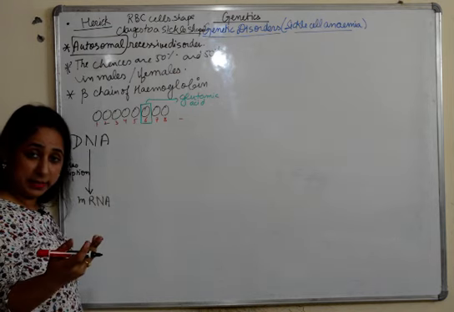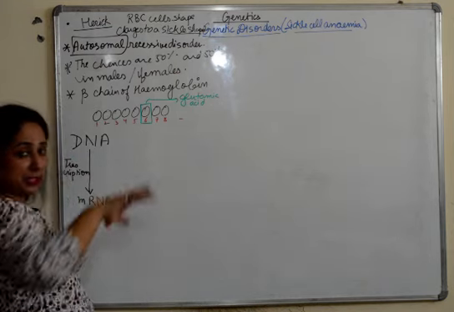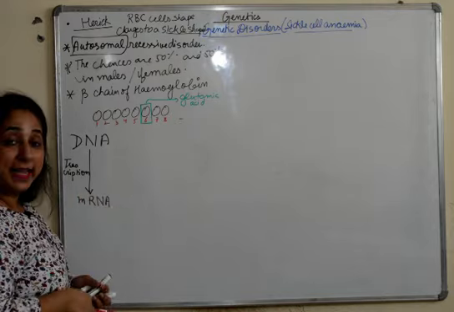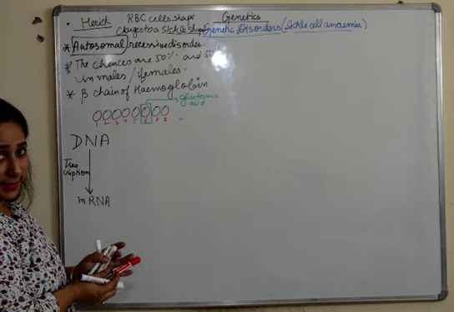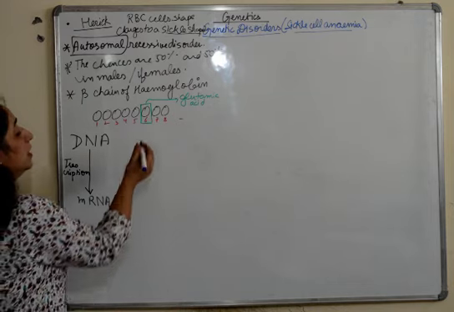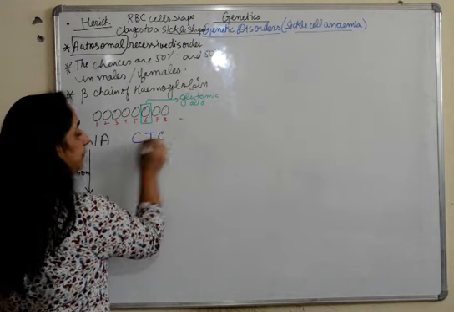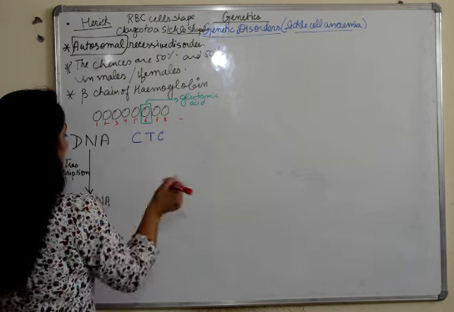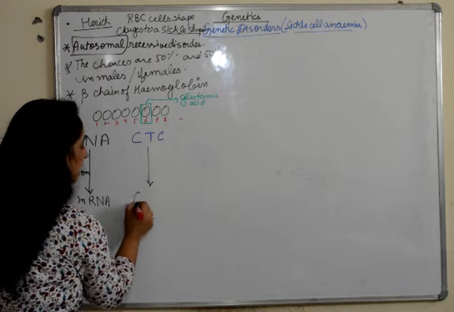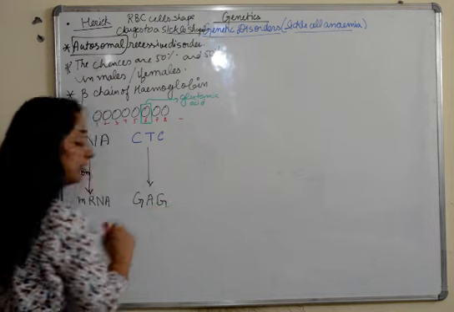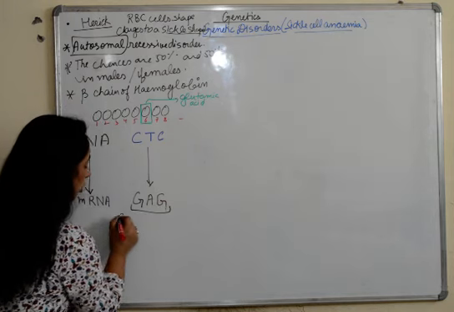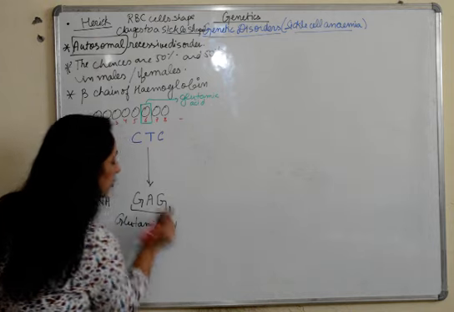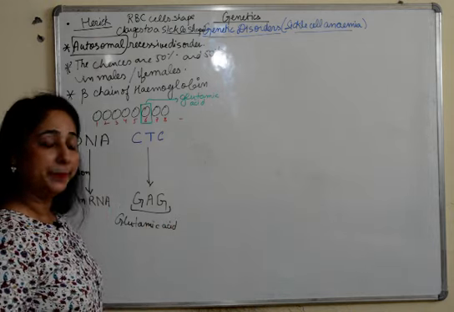So originally, generally without this mutation taking place, there is a code on the DNA which codes for glutamic acid. That is CTC. Now this CTC, when it is transcribed into mRNA, becomes GAG, and GAG codes for glutamic acid. It is a normal condition which happens normally.